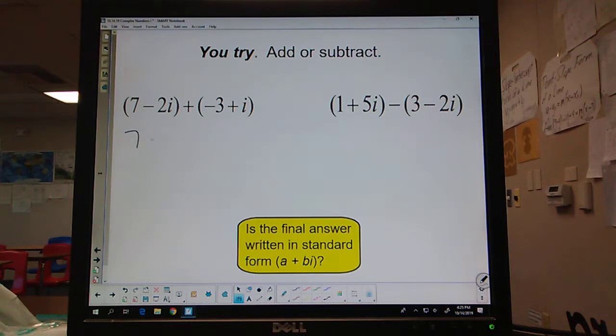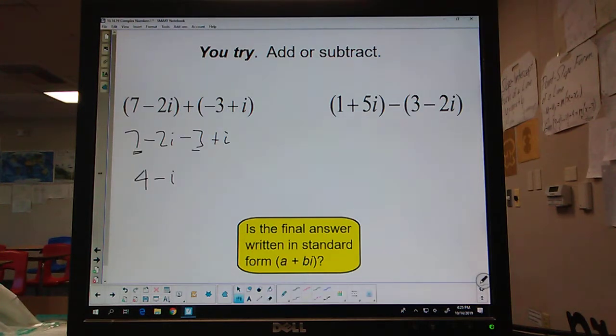Okay, you should have said 7 minus 2i, the plus is not going to change the sign, so minus 3 plus i. That's going to give you 7 minus 3, 4, and negative 2i plus i is negative i. I'm just double checking. What am I doing? See why I double check? I'm teaching you, and I still make mistakes. So you always double check.